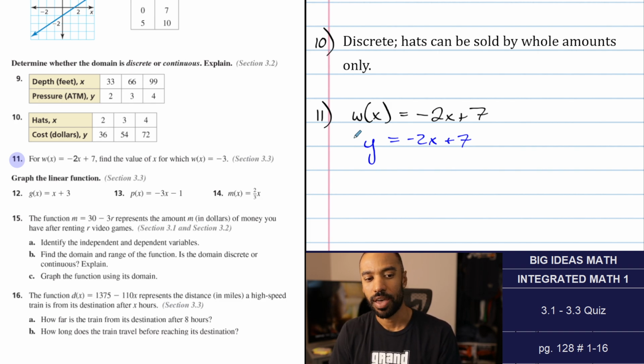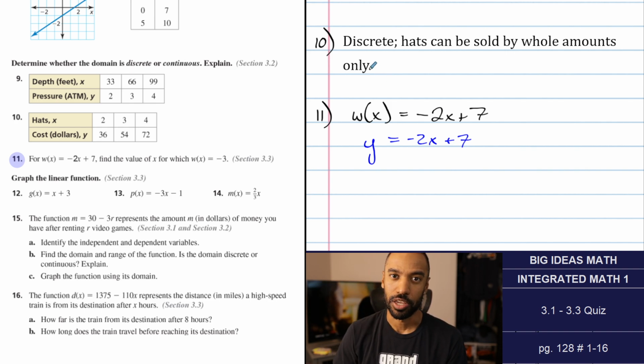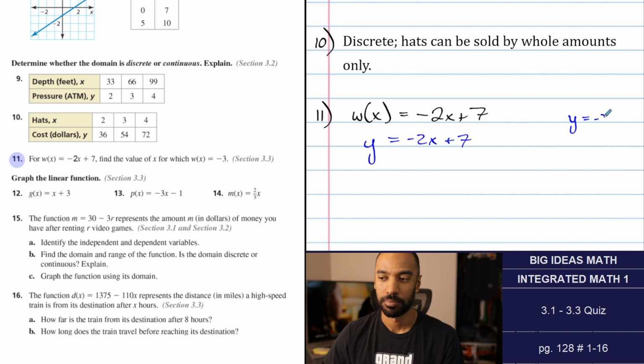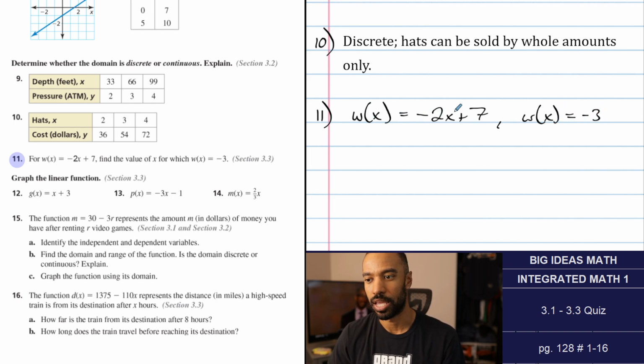It says find the value of x for which w of x equals negative 3. Do you know what else that means? Find the value of x for which y equals negative 3. So what can we do? We can substitute negative 3 in for y right there. But of course, there is no y here. They didn't write one. They said w of x equals negative 3. No matter. This could say booger equals negative 2x plus 7.